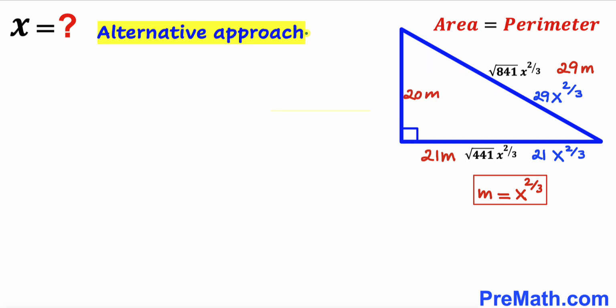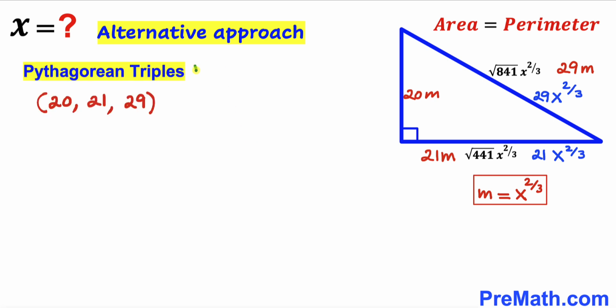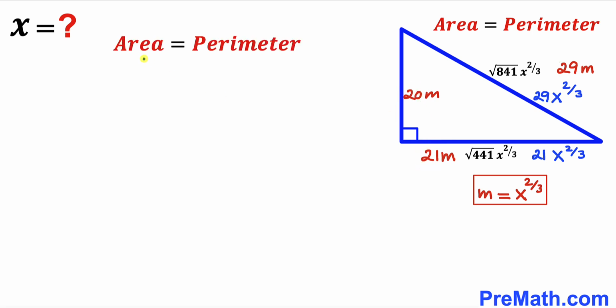And now let me show you an alternative method to figure out this unknown side length. Let's recall the Pythagorean triplet 20, 21 and 29. We know this longest side is 29 and this side is 21, so this number must be 20. And now here's our next step.